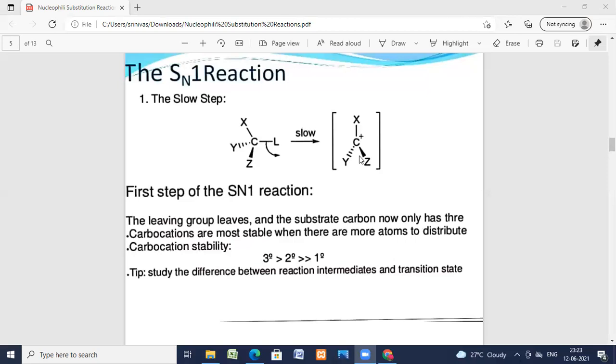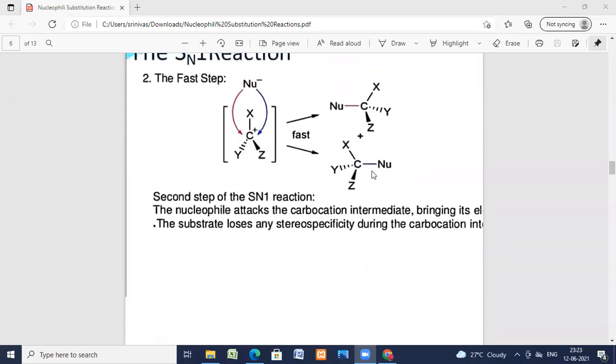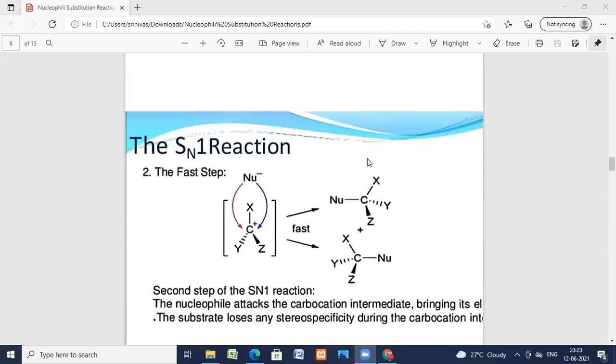Now if you see the stereochemistry, in the first step, the nucleophile attacks from two sides and a racemic mixture is formed. In the second step of SN1, the nucleophile attacks the carbocation intermediate, and the substrate loses stereospecificity during the carbocation intermediate. So here we can see there is a formation of a racemic mixture.